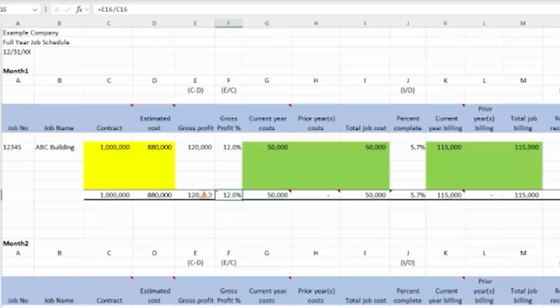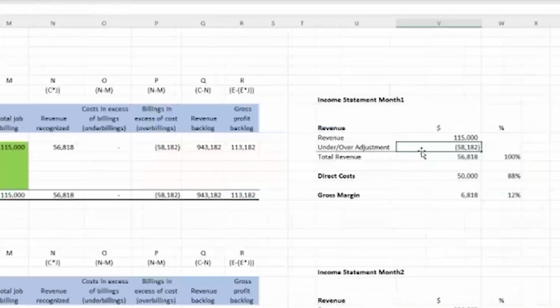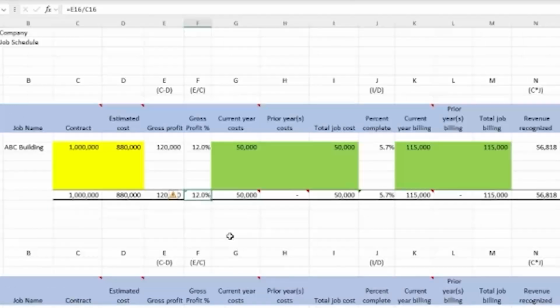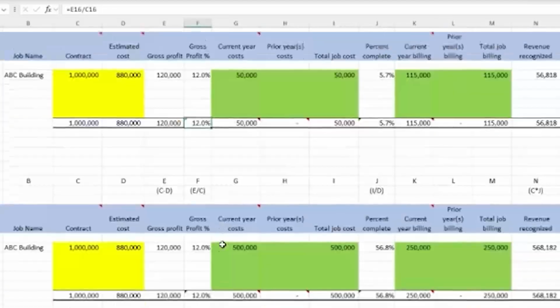So where that comes in is we fix it with under over billings. Over here in billings in excess, we recognize 56,000. We billed 115. That means we overbilled by 58. So all we're doing with this adjustment is taking that off the P&L because we can only make 12%. We can't make 57% margin on a job that we think is only going to make 12. Wish it worked that way, but that's what this does, is smooth that out. So let's go to month two.